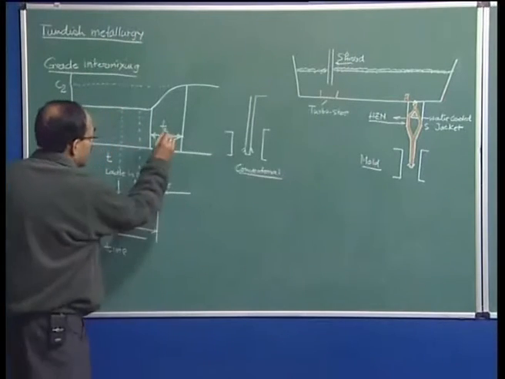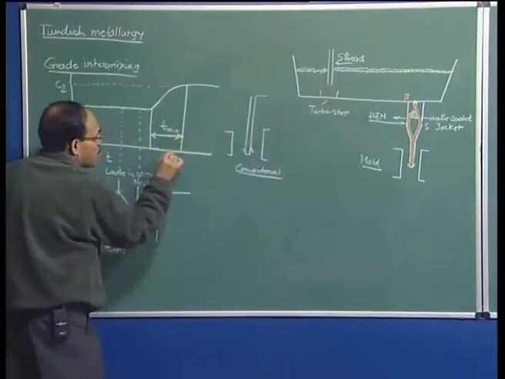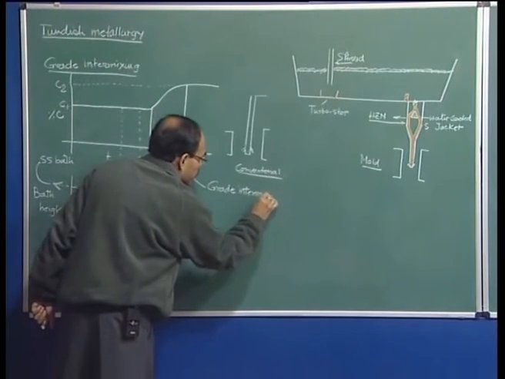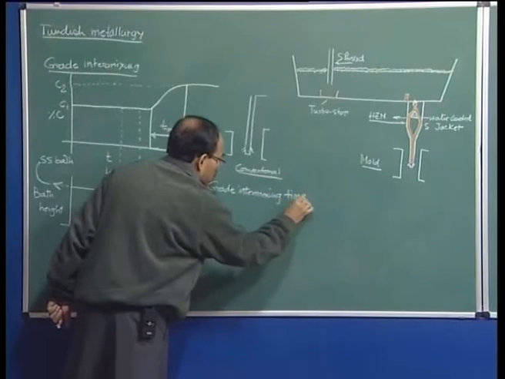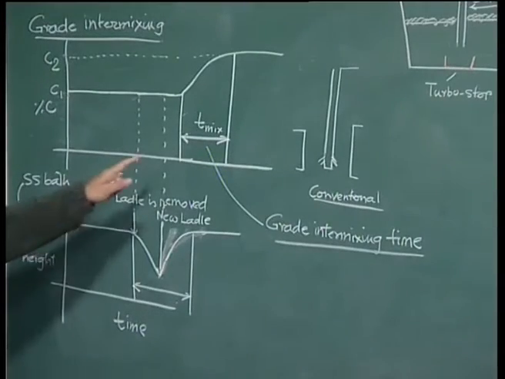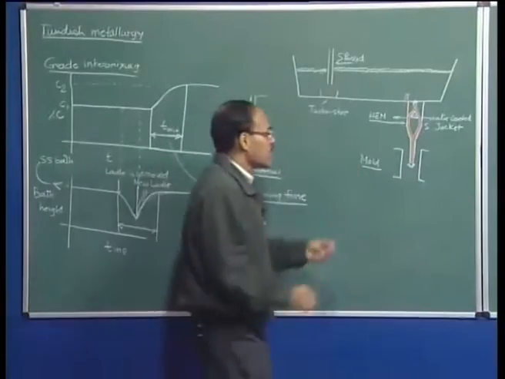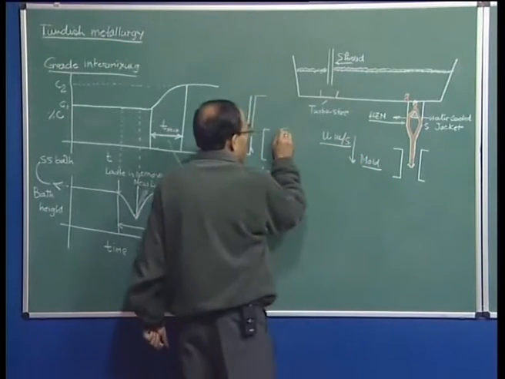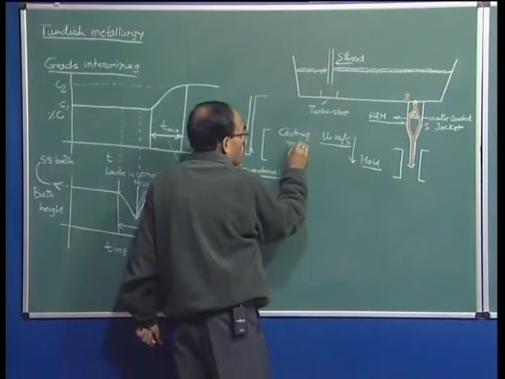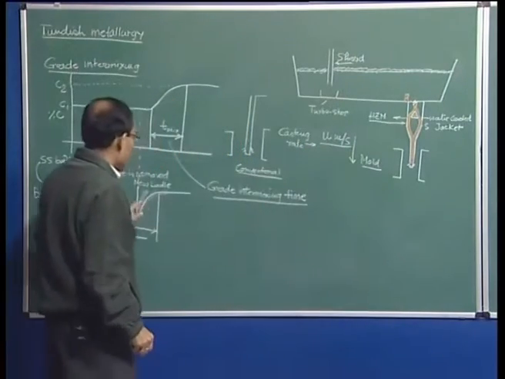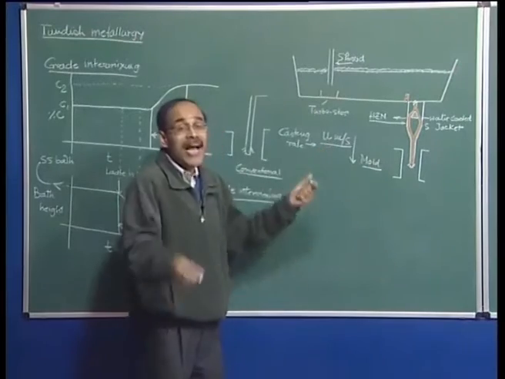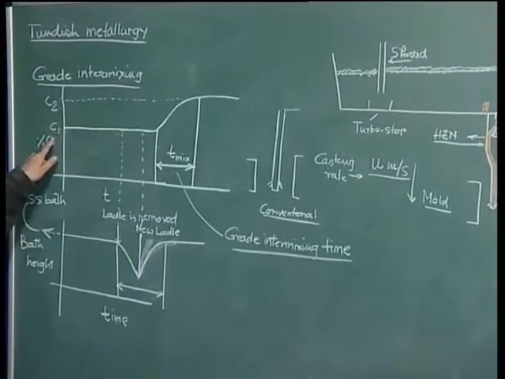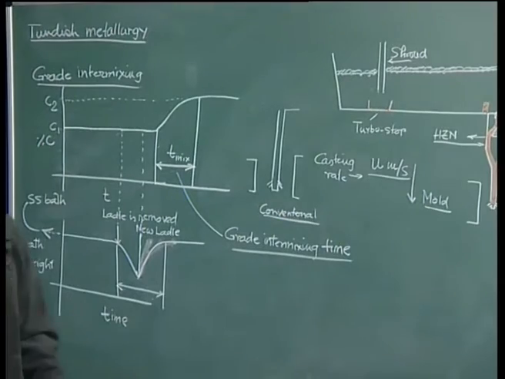So, this time duration is called grade intermixing time. At this grade intermixing time, if I know the casting speed, u meters per second is my casting rate, then I can multiply the transition time, the grade intermixing time, with the casting speed and get the length of the slab which is going to have composition neither corresponding to C1 nor corresponding to C2, and therefore, the length of the slab.